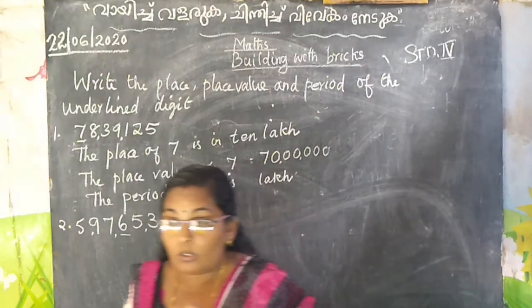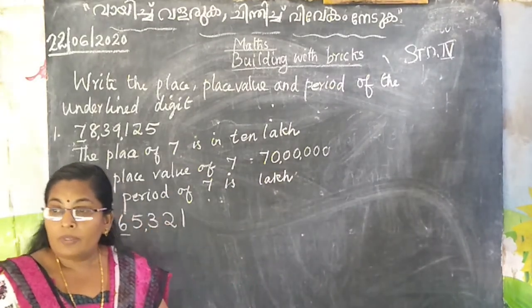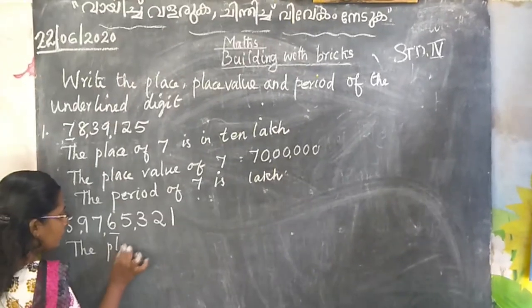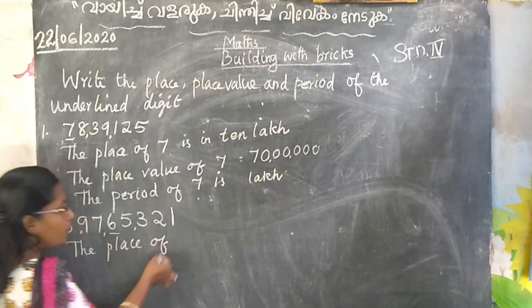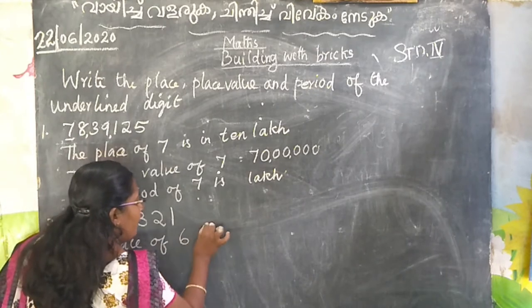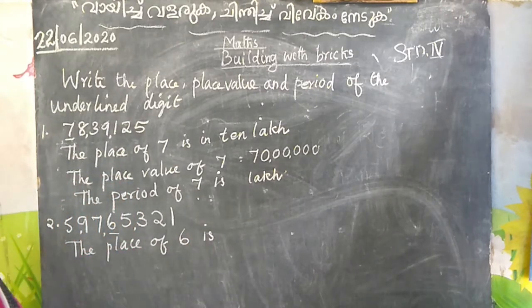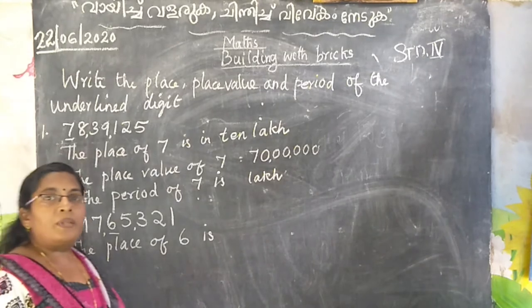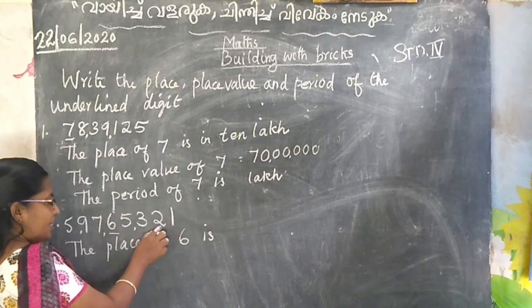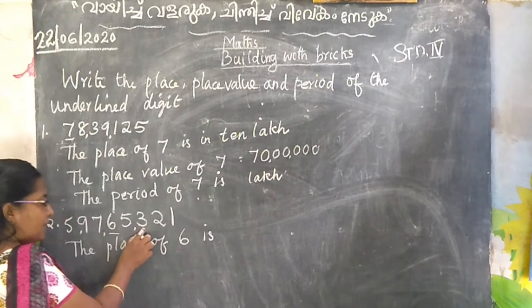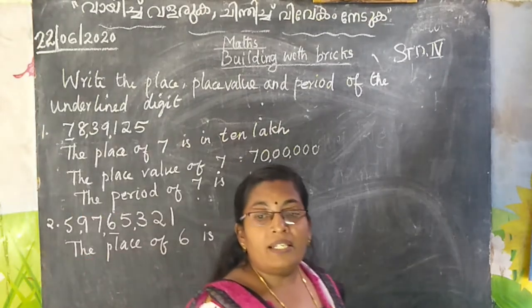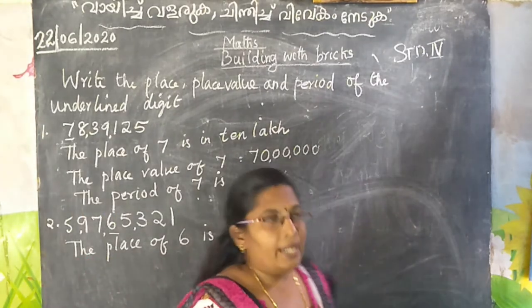First, what do we want to do? The place. The place of which number? 6. Before that, we say the places: ones, tens, hundred, thousand, 10,000. 6 is in which place? 10,000.